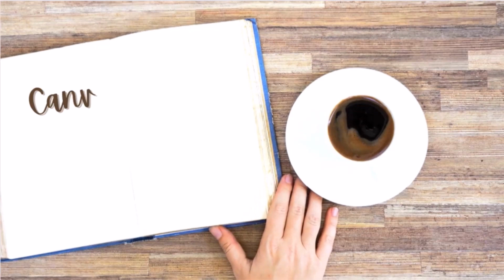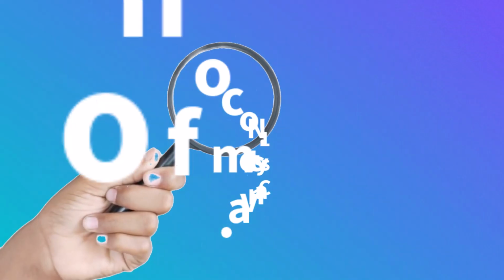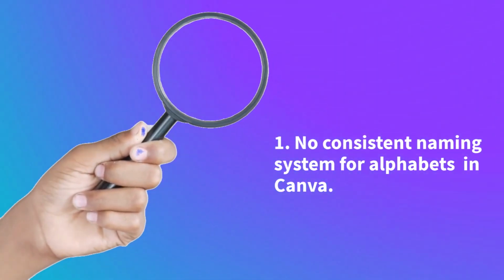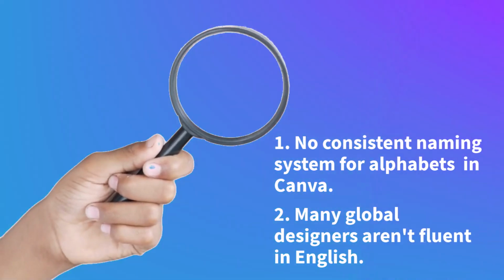Some fonts are easy to find, but others are a bit tricky, and you have to dig down 2 or 3 layers to discover what you're looking for. I think this is mostly because there's not a consistent system for naming alphabets in Canva. Also, many of the designers from around the globe aren't fluent in English. This combination can make it difficult to find specific elements that you want to use.